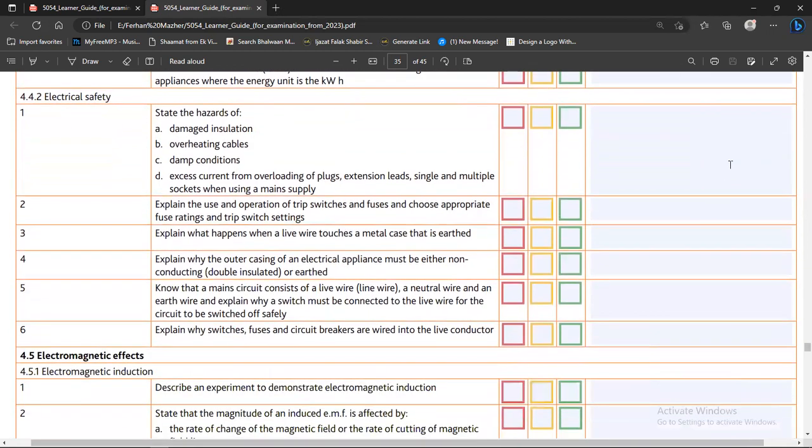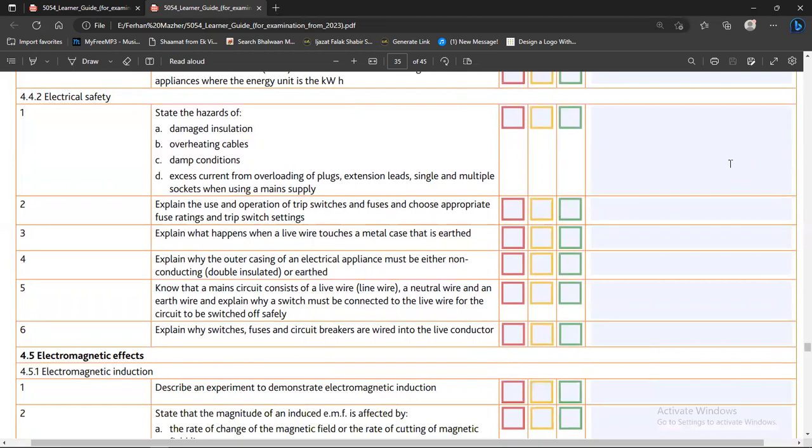State the hazards of damaged insulation, overheating cables, damp conditions, excess current from overloading of plugs, extension leads, single and multiple sockets when using a main supply.